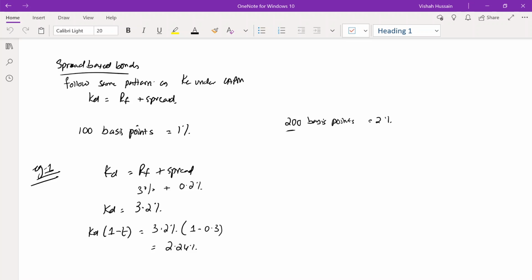Example 1 gives us KD, RF was 3% and spread was 0.2%. So we had to compute KD. I computed it as 3.2% and KD(1 minus T) would be considered 2.24%. Okay.